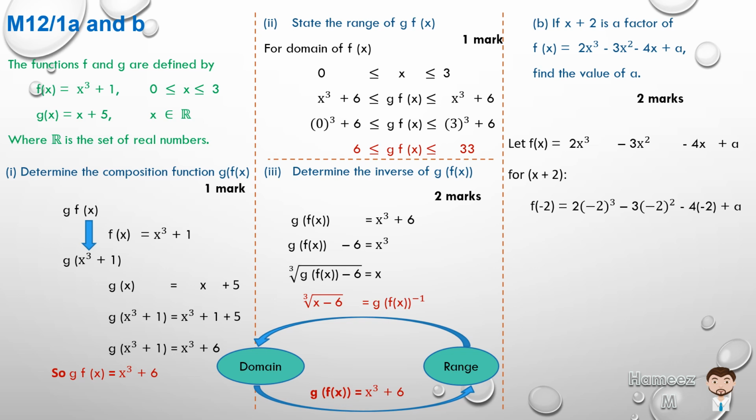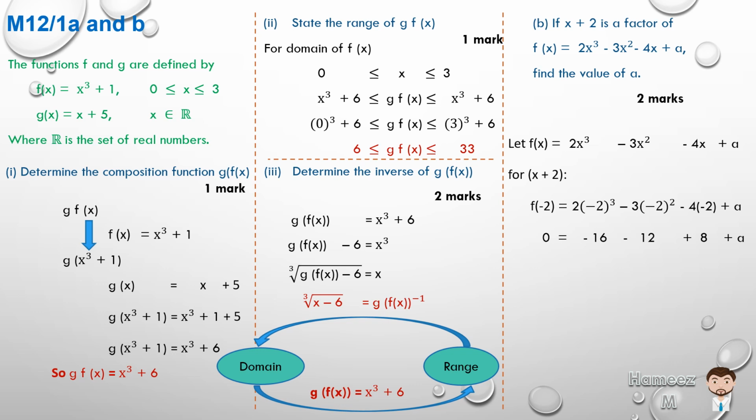And since x plus 2 is a factor, when we substitute this, it will give us 0. So 0 is equal to minus 2 cubed, which is minus 2 times minus 2 times minus 2, which is minus 8, by 2 is minus 16. And then minus 2 squared is 4, 4 by minus 3 is minus 12. Minus 4 by minus 2 is plus 8, plus a.